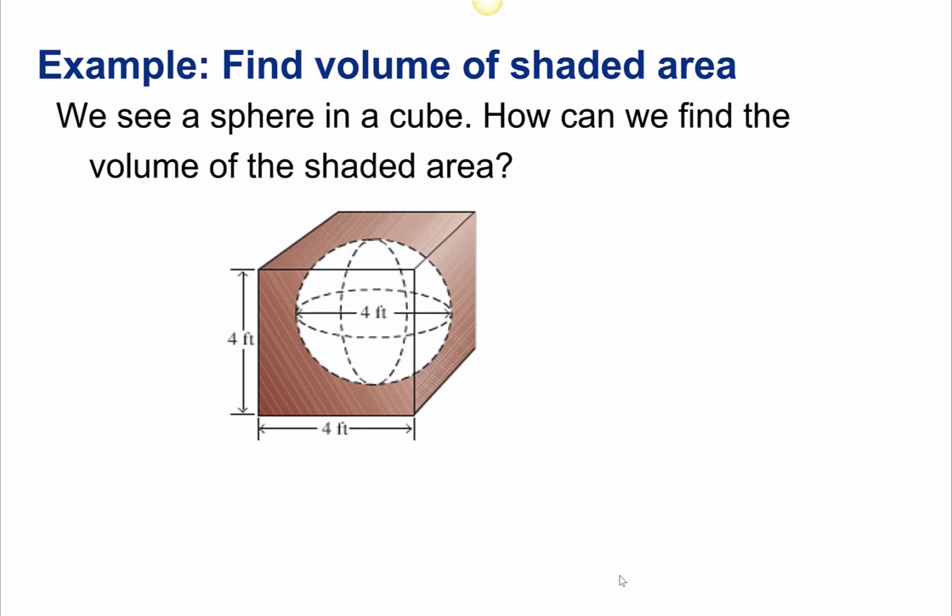Now, we did a problem like this in the last section with area. Now we're going to do it with volume. We want to find the volume of the shaded area. We're going to do it the same way we did before. We're going to find the volume of the large figure, the volume of the small figure, and subtract.